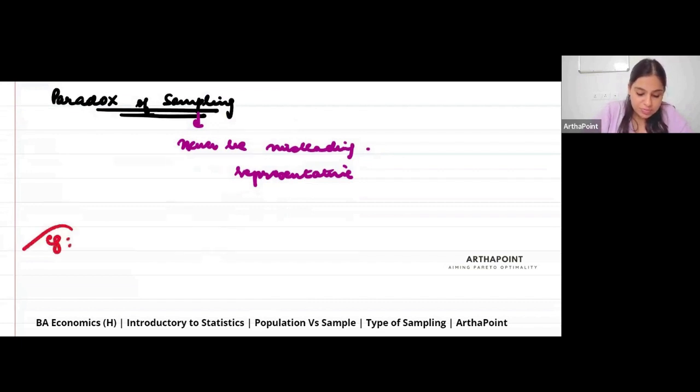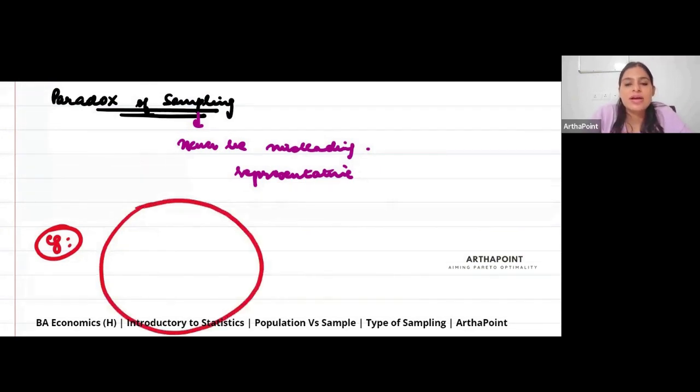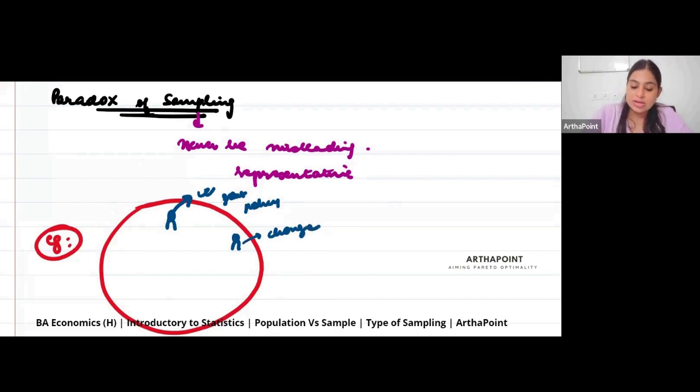For example, let's say that I have this population, and this population consisted of many kinds of people. Some people who were satisfied with government policy, some people who wanted change in the government policy, some people who were fine with it, but they wanted the government to spend more expenditure on maybe some other policy. There were different kinds of people that we have.